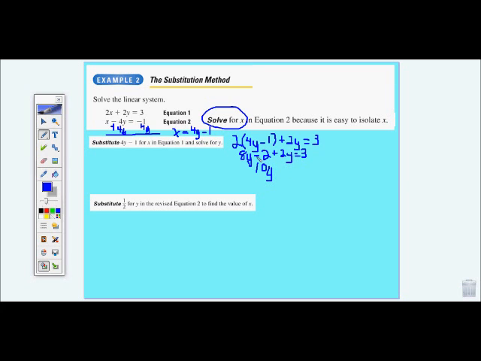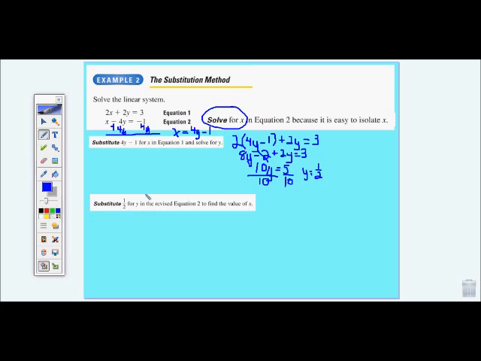So we have 10y. I want to get my constant term on the other side of the equal sign, so I need to add 2 to both sides. That will eliminate it on this side, and adding 2 to this other side gives me 3 plus 2, which is 5. Now I need to solve for my single variable, so I want to divide both sides by 10, giving me y is equal to, I can simplify that fraction into y is equal to 1/2.